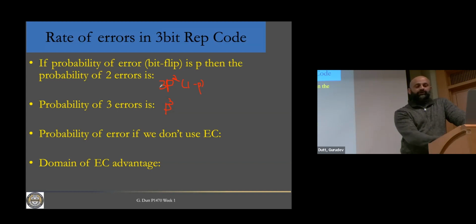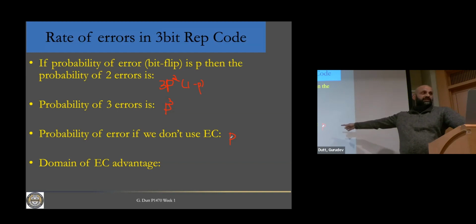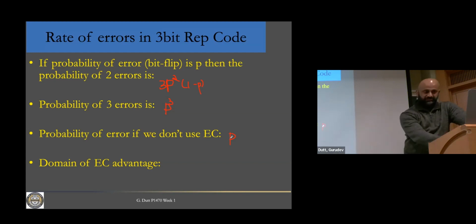Okay. So the overall probability of error for my error correction code is the sum of these: 3P squared times 1 minus P plus P cubed. Now, what's the probability of error if I don't use error correction? It's just P. Right? So I can only win with error correction if this sum is less than the error of not using error correction. Okay. And so the domain of this error correction advantage is very straightforwardly, if I call this 1. Sorry, I just can't get with this thing.